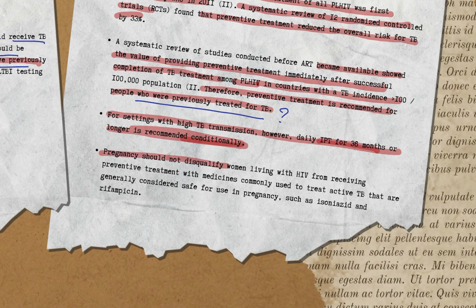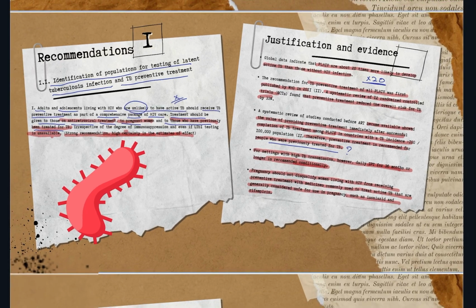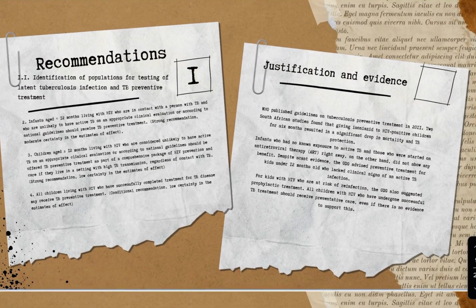Pregnancy should not disqualify women living with HIV from receiving preventive treatment with medicines commonly used to treat active TB that are generally considered safe for use in pregnancy, such as isoniazid and rifampicin. So, as a physician, if we are about to diagnose somebody with HIV, we have to keep TB in mind as well. Next point.